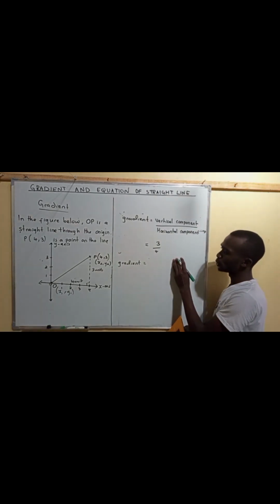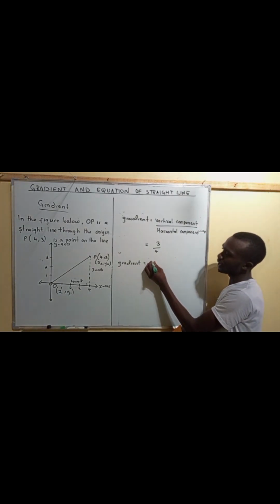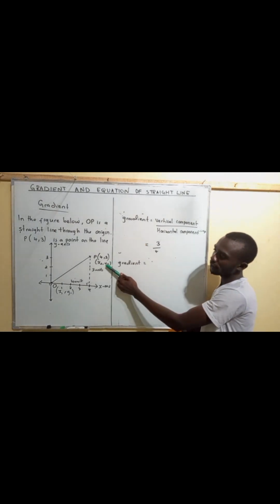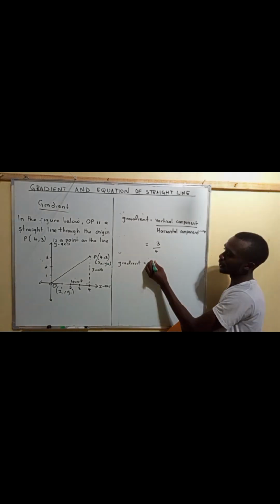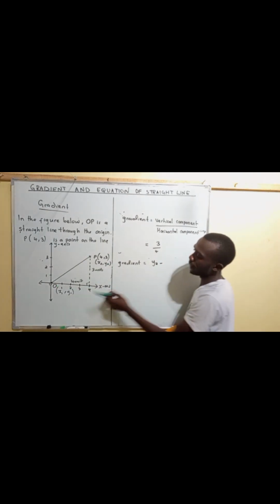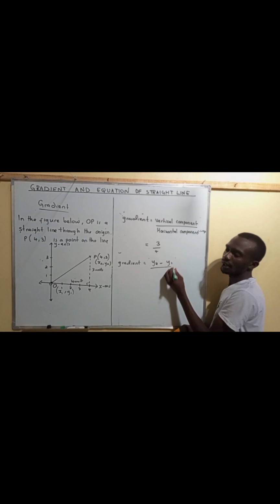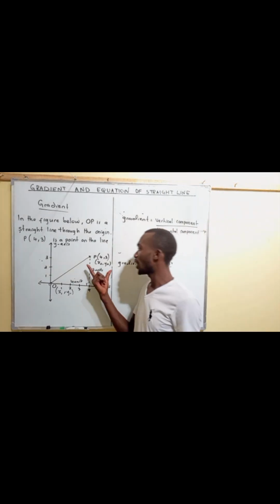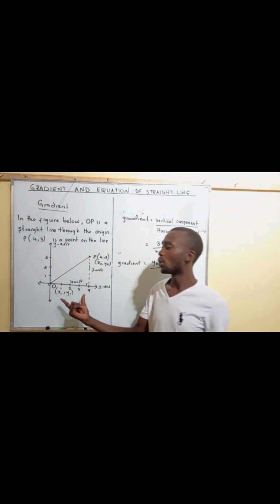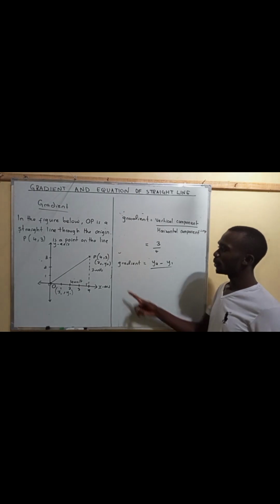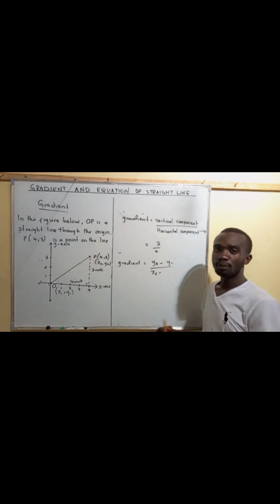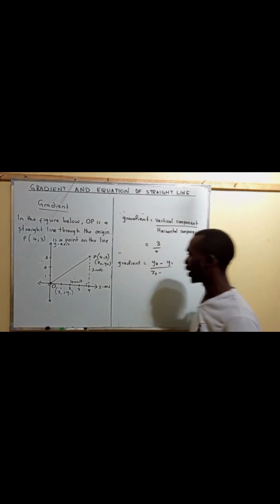So this is equal to the change in y, the vertical component, over the horizontal component. The y component at point P is y2, and the y component at point O is y1. The x component at point P is x2, minus the x component at point O, which is x1.